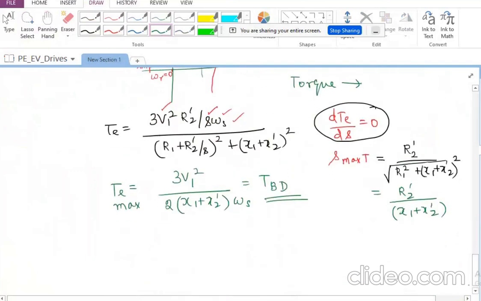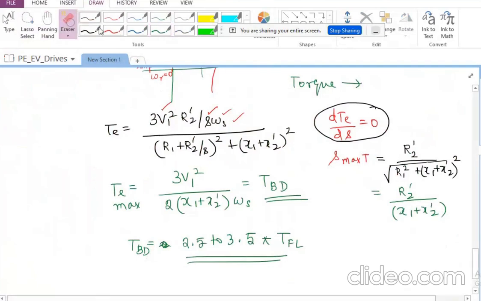Normally in many cases, as a thumb rule, I can say T_BD will be about 2.5 to 3.5 times T full load. Whatever is the rated torque of the induction motor, compared to that, it will be about 2 to 3.5 times. Generally, it is nothing more than that.